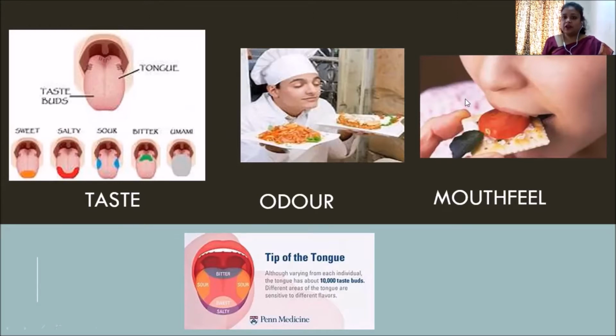This is about the odor, and the next one is mouthfeel. Mouthfeel plays a very important role. Whenever you see an advertisement, generally an ice cream, chocolate, or biscuit advertisement, they show you the crispiness, tenderness, and graininess of the product. By that you understand whether it's a fresh product and how the product will taste. The moment you start chewing the food, you understand the odor, the taste, and the mouthfeel of the product.